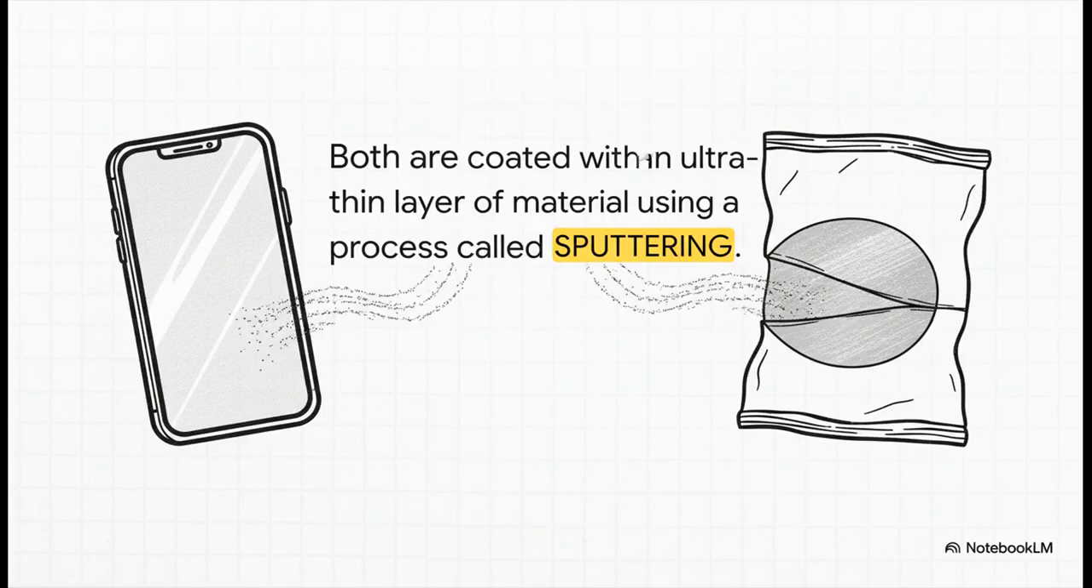And there it is, sputtering. It's the process of depositing an incredibly thin film of material onto a surface. It's the invisible link that creates both the anti-reflective coating on your screen and the metallic barrier inside the bag that keeps those chips fresh and crispy.